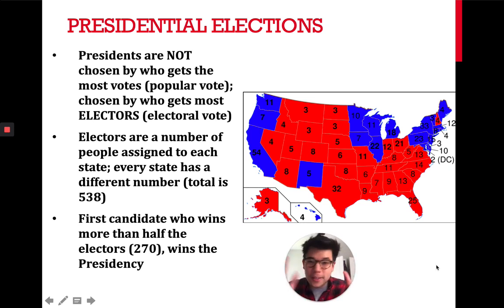You'll learn all about this when you take government, but that's a very quick, brief run-through. There's the popular vote, which is the total number of people. And then there's the electors, which is winning certain states, and each state is worth a different amount of electoral votes, or points, if you want to think of it as a game. So for presidential elections, you have to get to 270 to win the presidency.